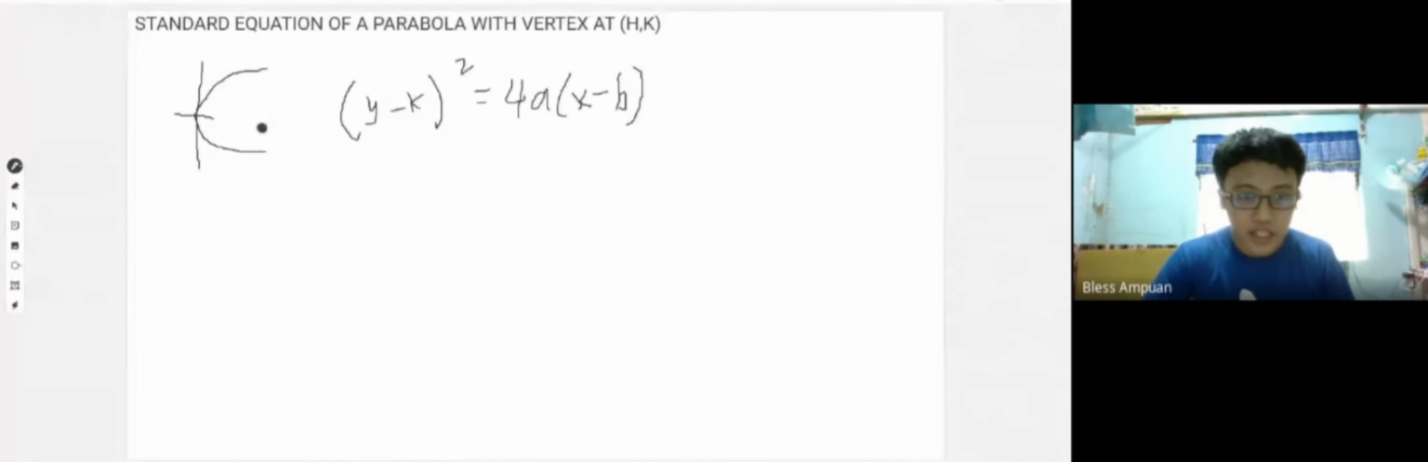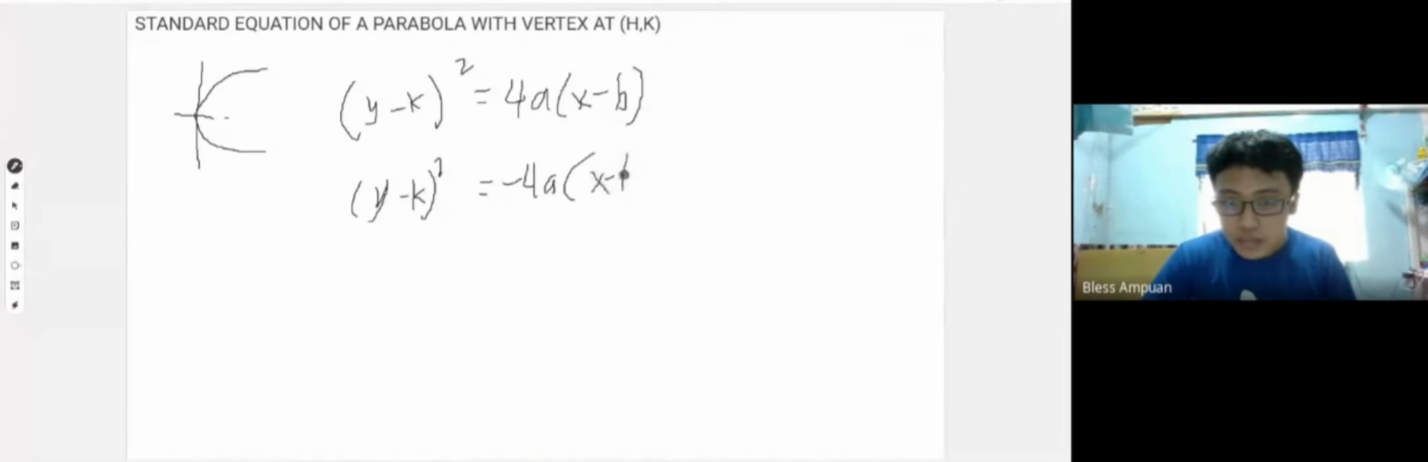So this is our Cartesian plane, x and y axis, and this is our parabola. This will open to the right. If your equation is y minus k squared equals negative 4a, just observe the difference. This will open to the left, opening to the left. That is its curve.